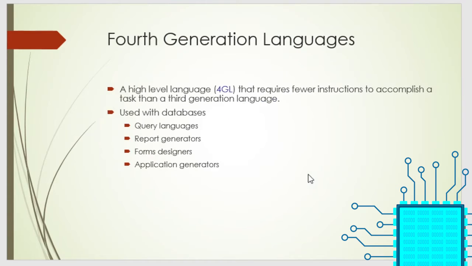Fourth generation languages are high-level languages that require fewer instructions to accomplish a task than a third generation language. Examples are database manipulation languages, query languages, report generators, forms designers, and application generators.